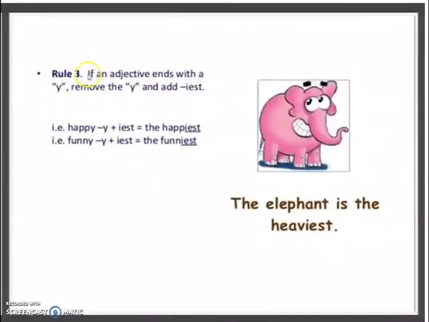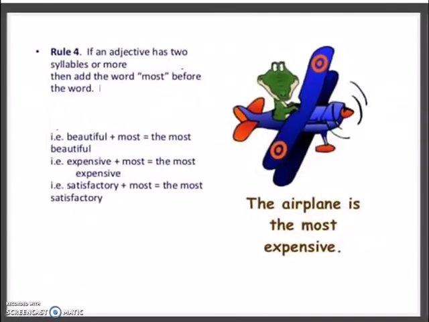Rule number 3. If an adjective ends with y, remove the y and add iest, the same as rule number 3 in the comparative form. The elephant is the heaviest.